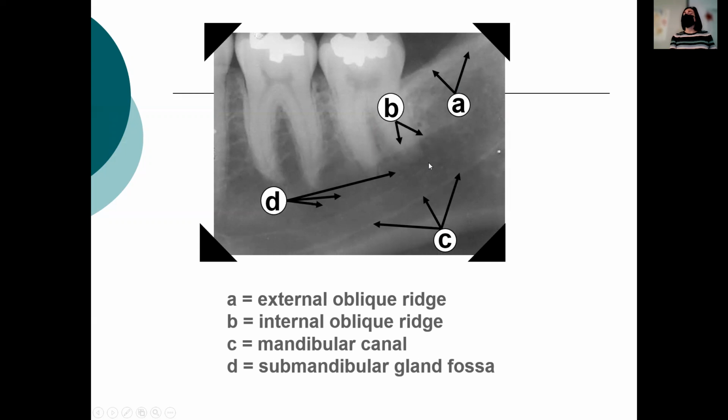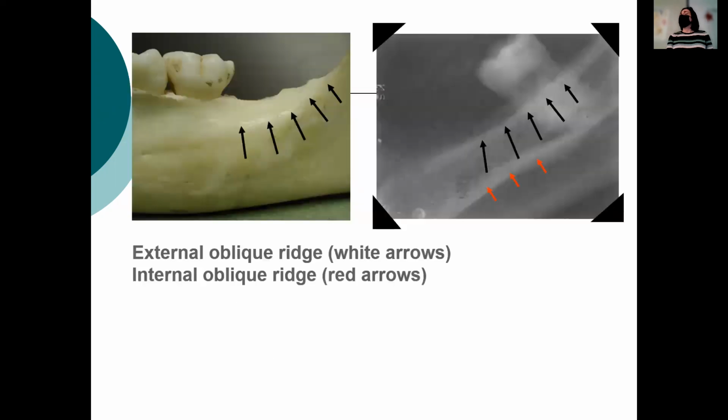And then you can see the thin, faint white lines of the walls of the mandibular canal. You can see them inside that fossa. They run up and down like this. So that's the mandibular canal. So here again, you have the external oblique ridge and then the internal.